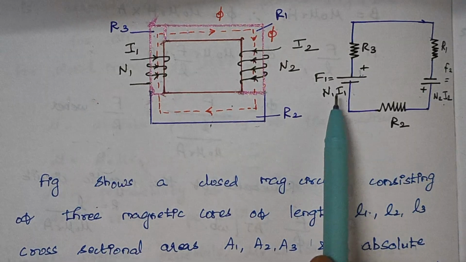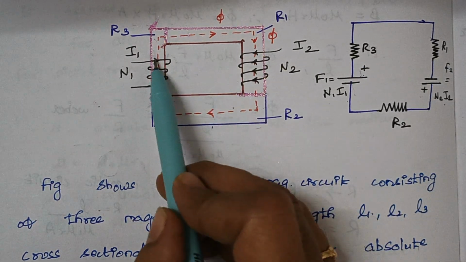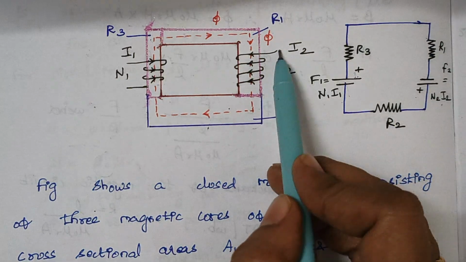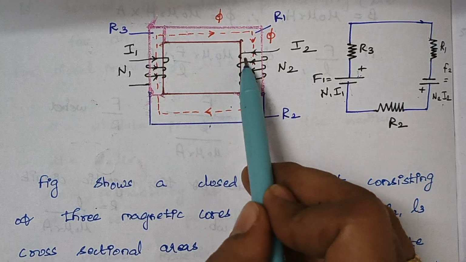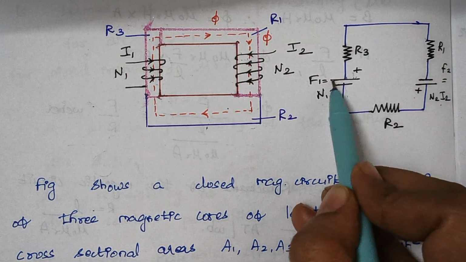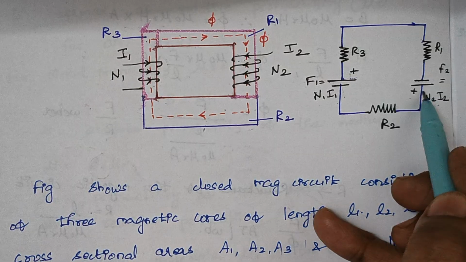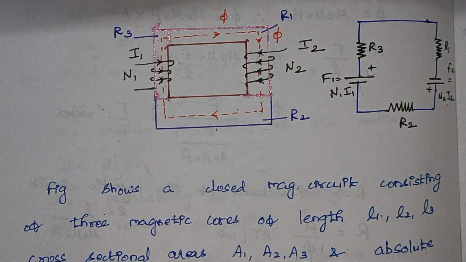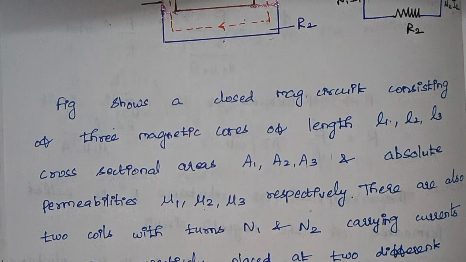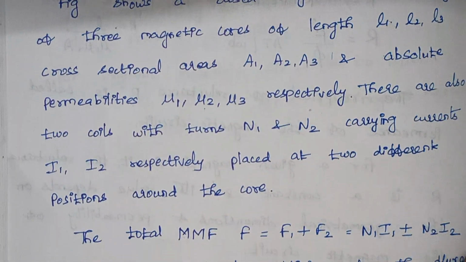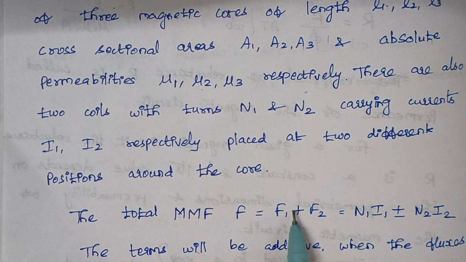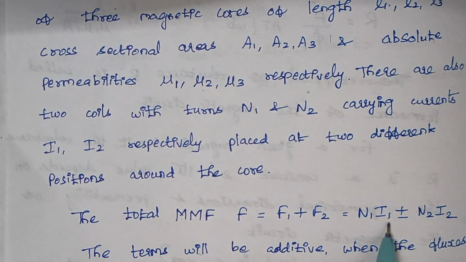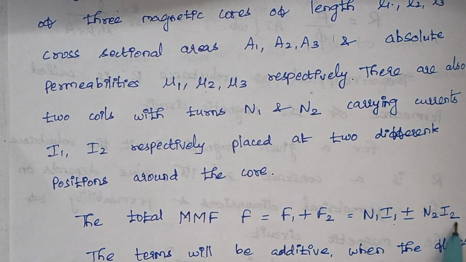Now here we have two MMFs. You see the current enters in this direction, whereas here the current enters in this direction. That is, the direction is not the same, they are opposite. That's why here it is represented with plus on the top, and here plus at the bottom. Now we are going to calculate the value of total MMF. The total MMF is given by adding F1 and F2, where F1 is nothing but N1 I1 and F2 is N2 I2.